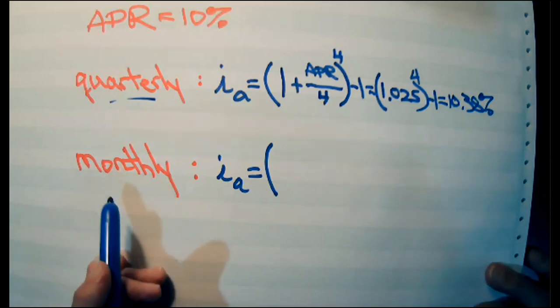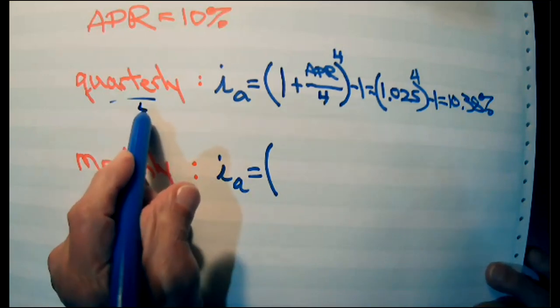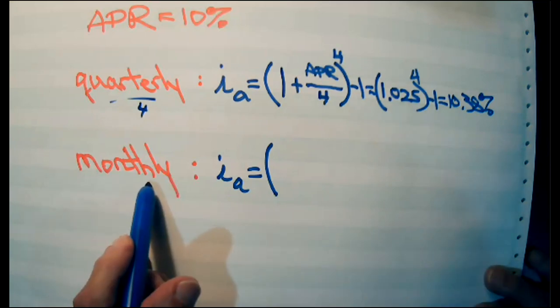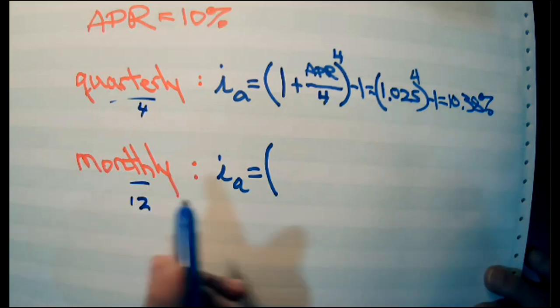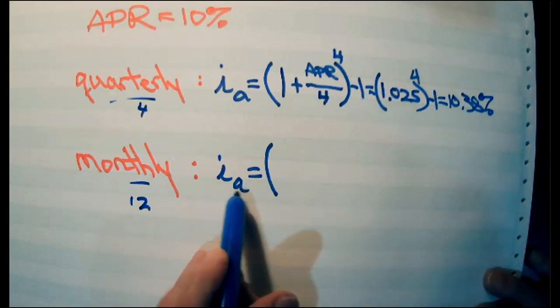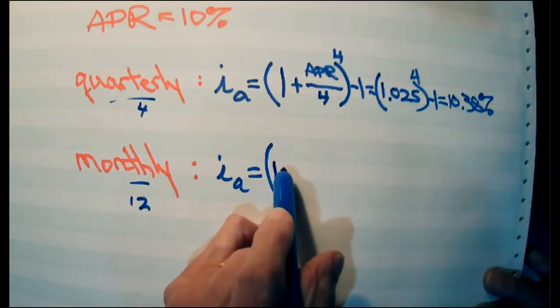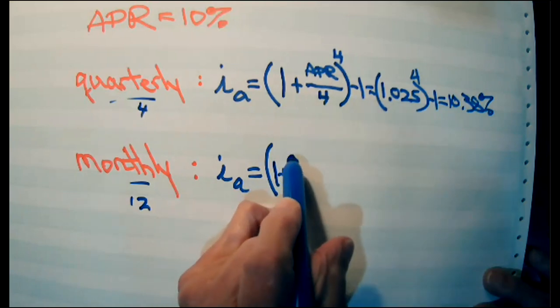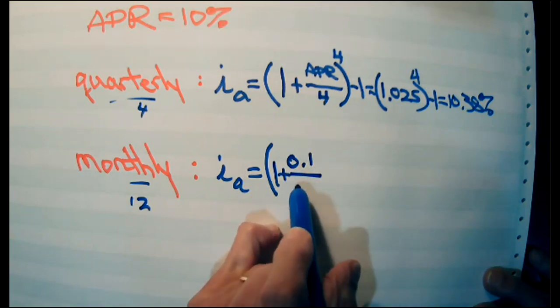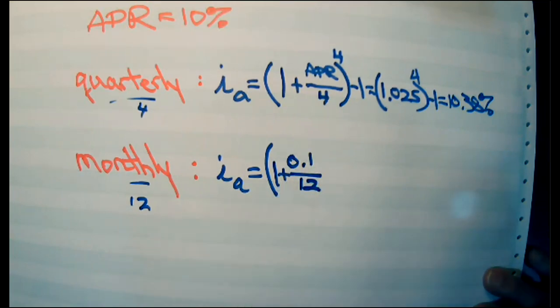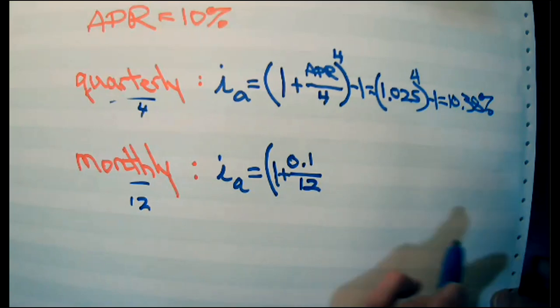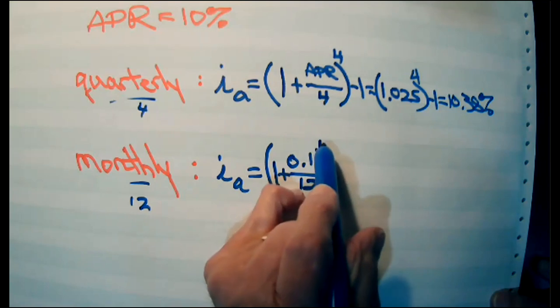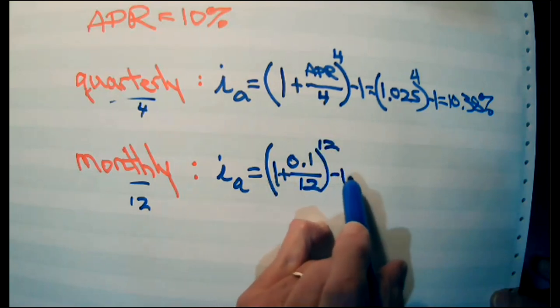Okay, what about monthly compounding? Quarterly, we had 4 compounding periods per year. In monthly compounding, we have 12 compounding periods per year. The APY for this is 1 plus the APR, and I'm going to go ahead and put it in, 0.1 divided by 12. That would be 1/12 of 10% per month. Take that to the 12th power minus 1.